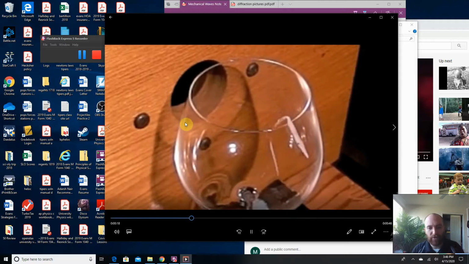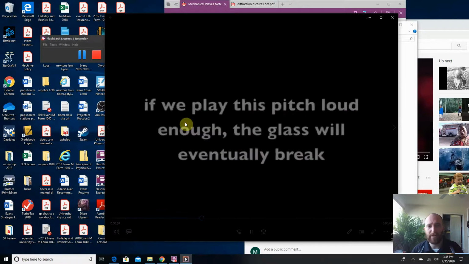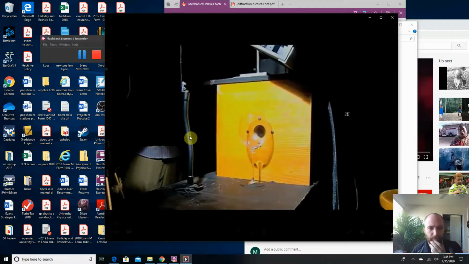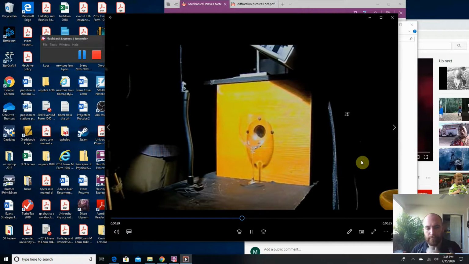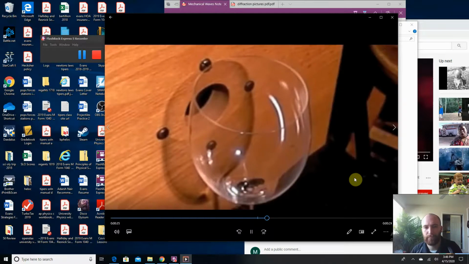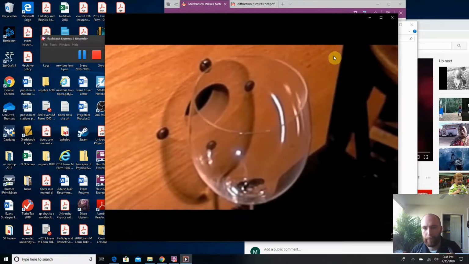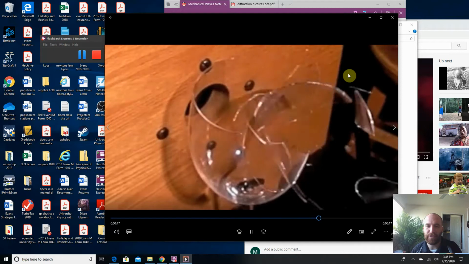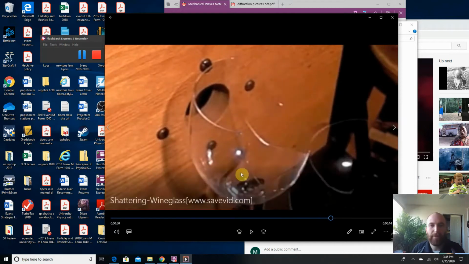If that vibration becomes strong enough, the glass will eventually break or shatter because those vibrations become so strong. You can see the glass vibrating really violently, and eventually it'll shatter. If you look this up on the internet, there are people who can do that with their voice. They can sing into the glass and do it. So if you're looking for something to do while you're bored, you can look that up.